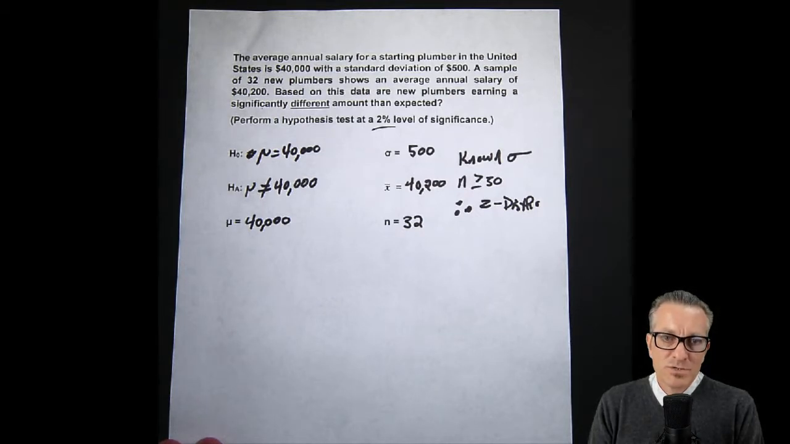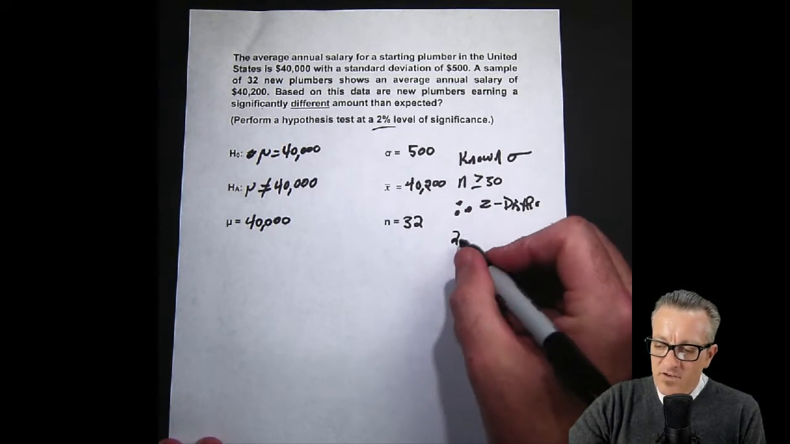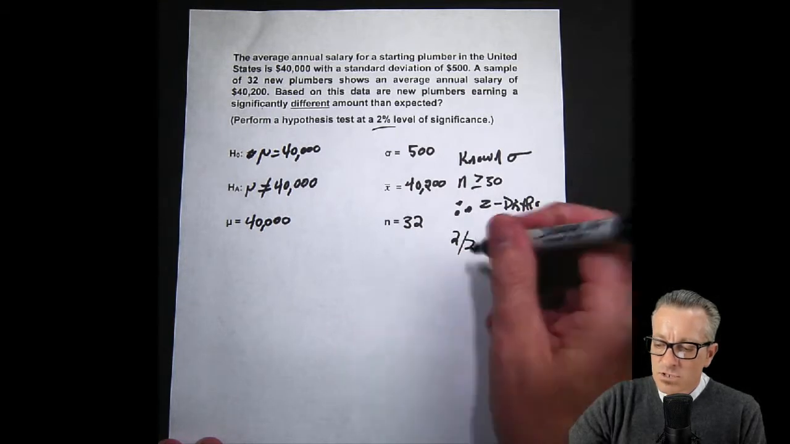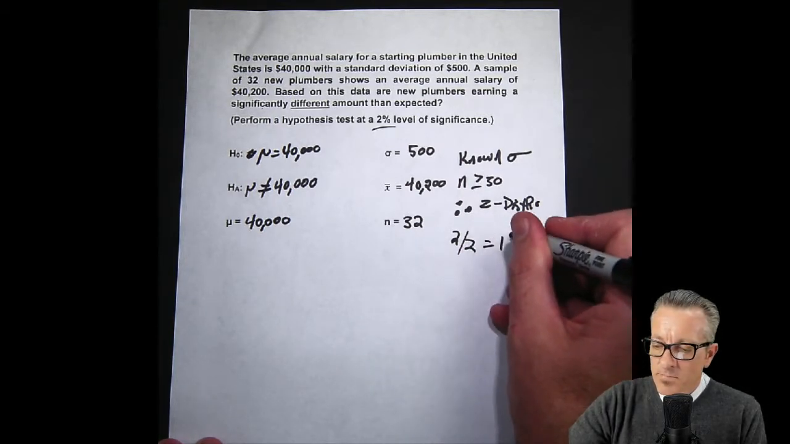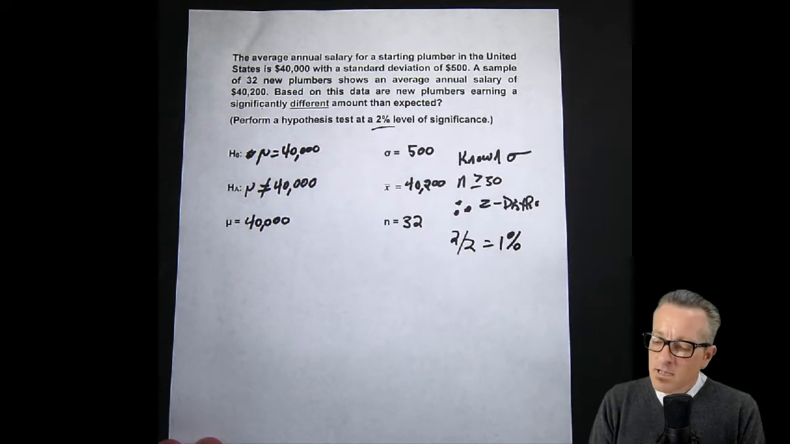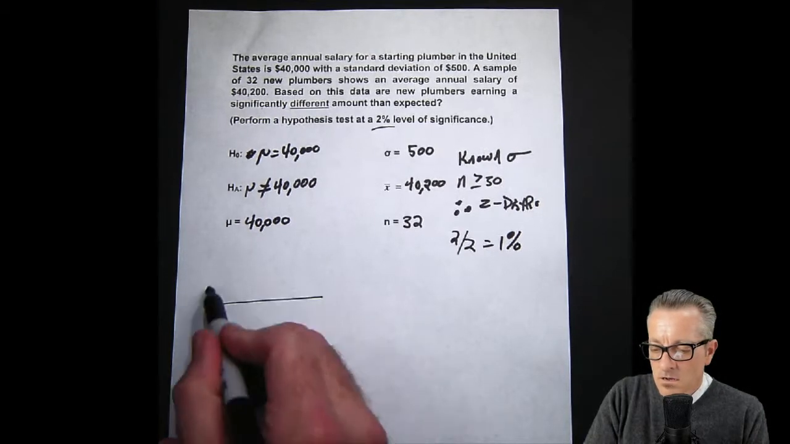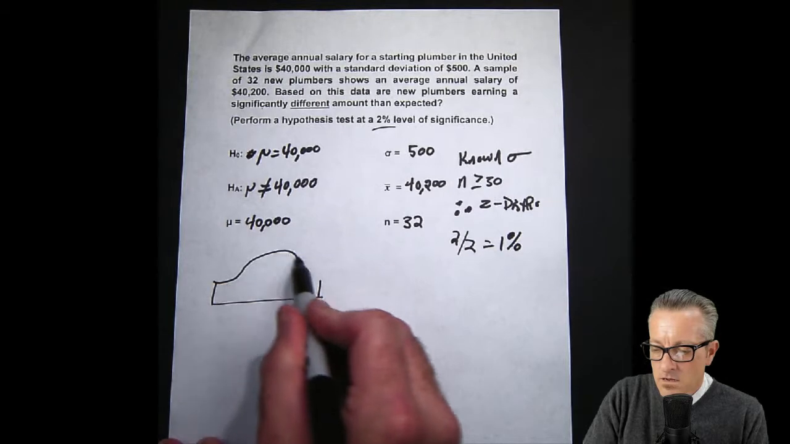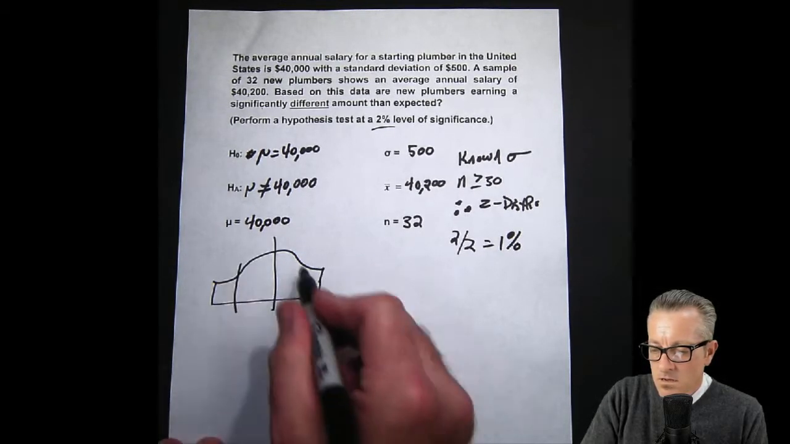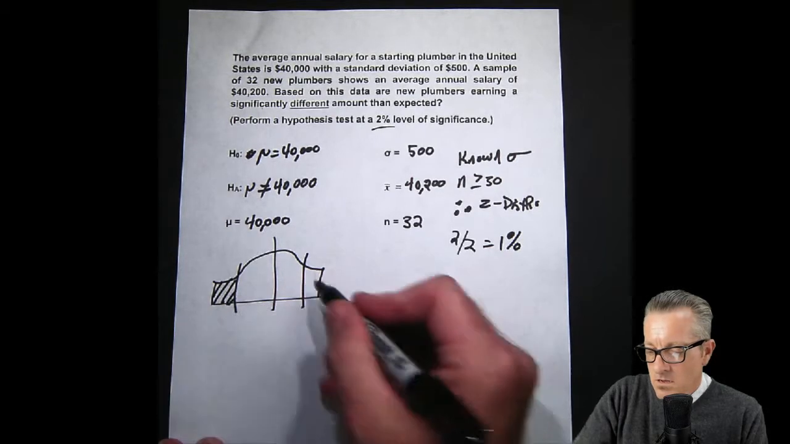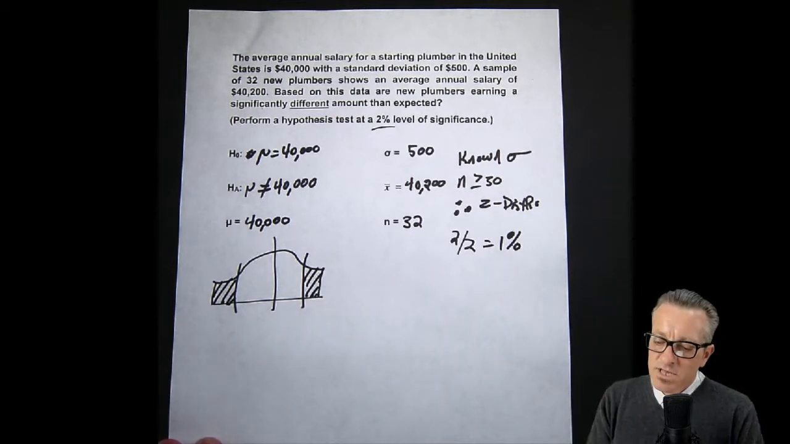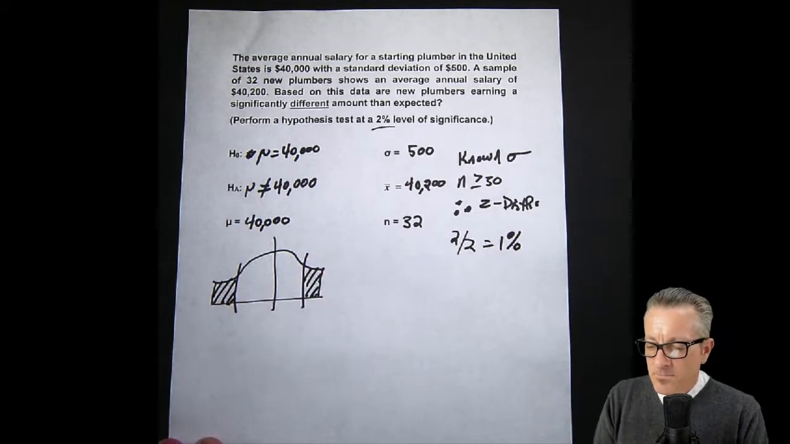And when we spread that over two tails, we have to take that 2% and divide it by 2. So we have 1% per tail. And so what we do is we look up on the table the value for each tail, so that we can do 1% in each tail. So we're going to look for the z-score for 1% alpha for each tail.